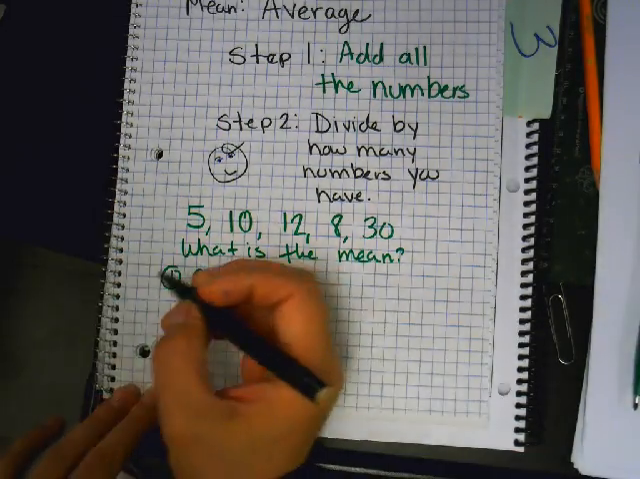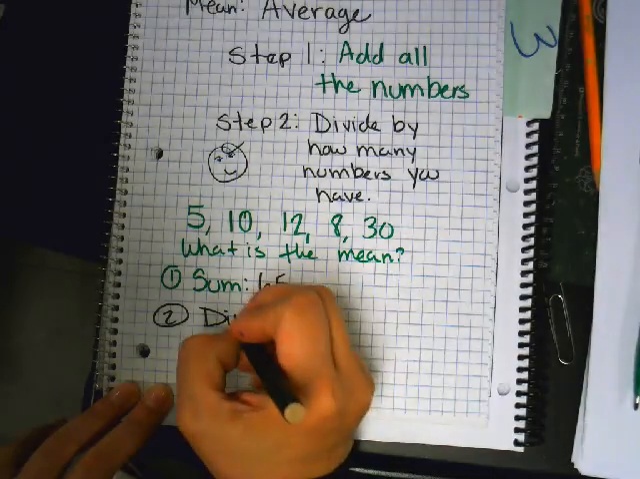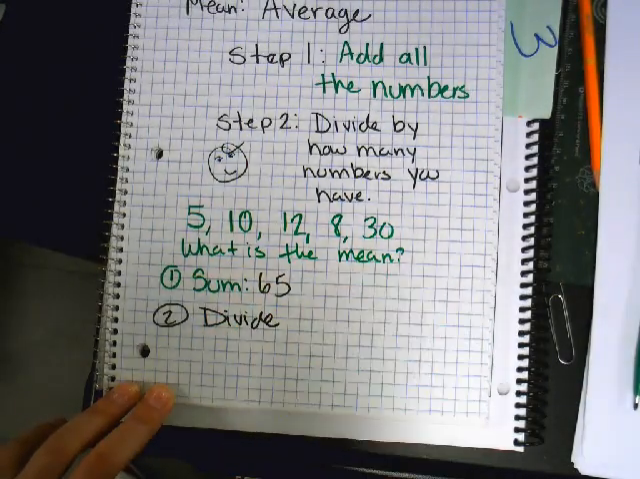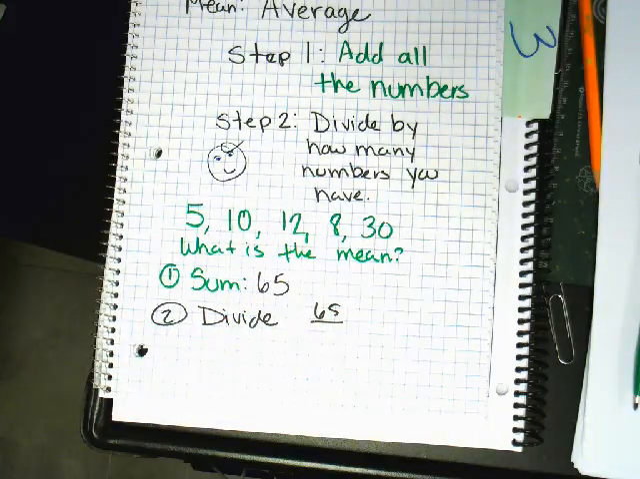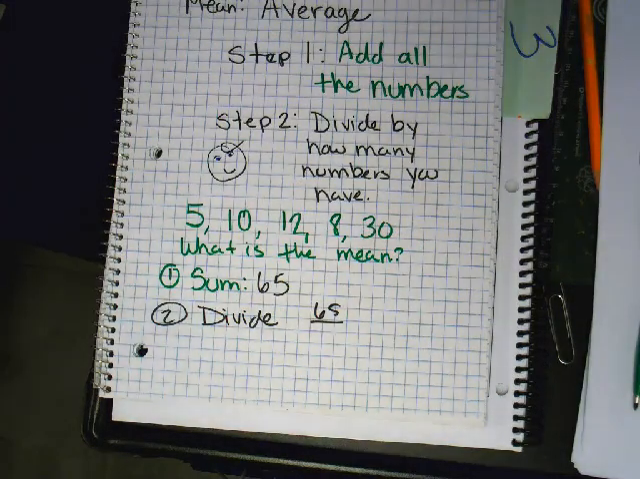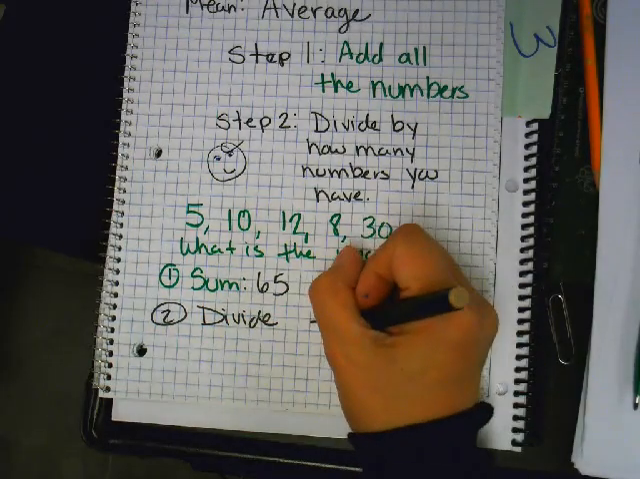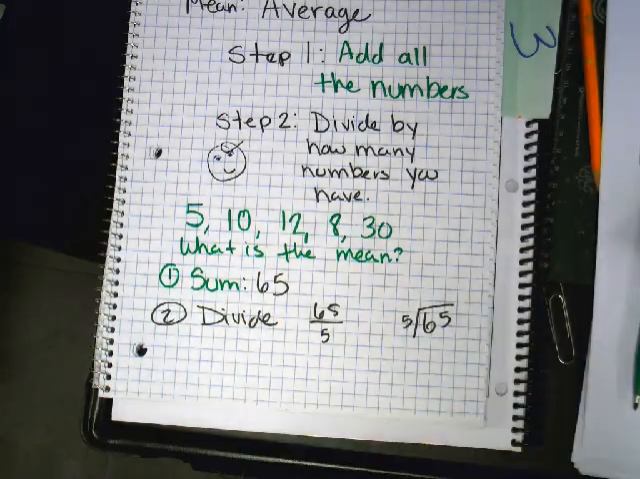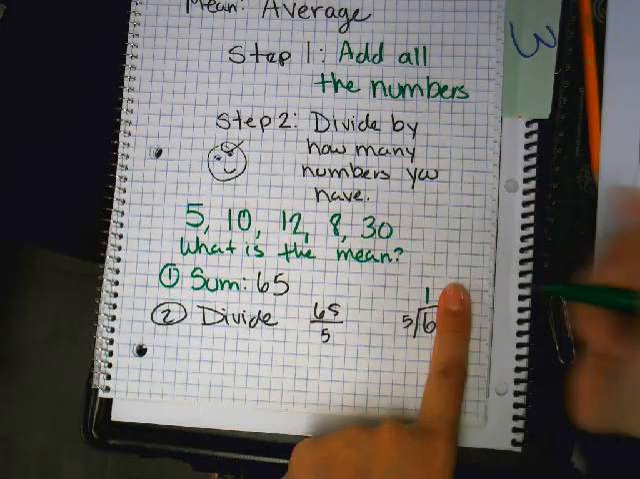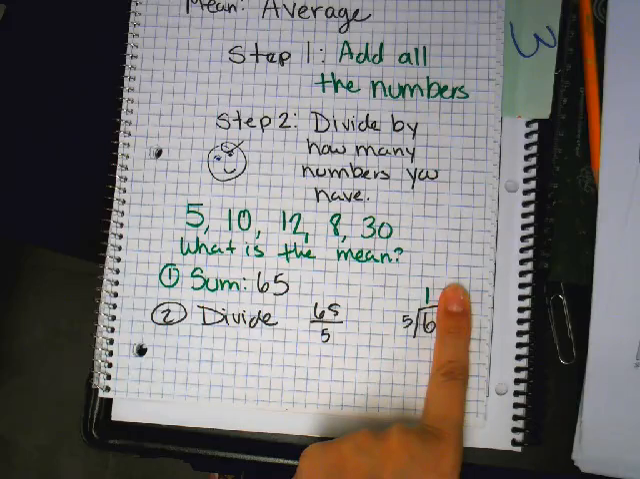Step 2. Divide. So, 65 divided by? 5. Why is it 5? You're right. Because there are 5 numbers. 1, 2, 3, 4, 5. So I'm going to divide by 5. No, 5 goes into 6 one time. 1 times 5.